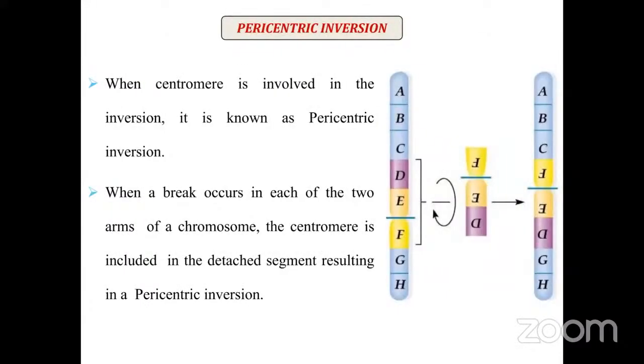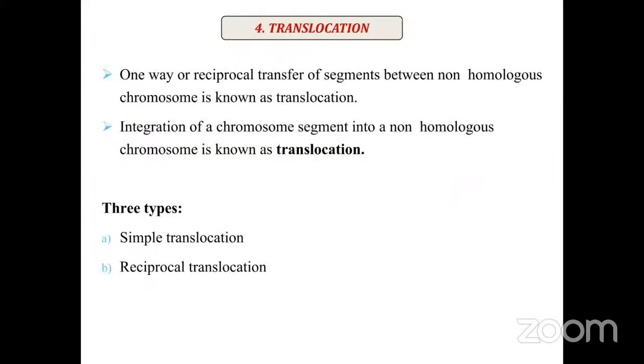Then pericentric inversion, where the centromere is actually involved. Here, in between E and F, there is a centromere. So up to F, there is an inversion of the gene sequence. We call it a pericentric inversion. The orientation of that gene sequence has been changed. Instead of D, E, F, right now you can see F, E, D. That is the result of pericentric inversion.